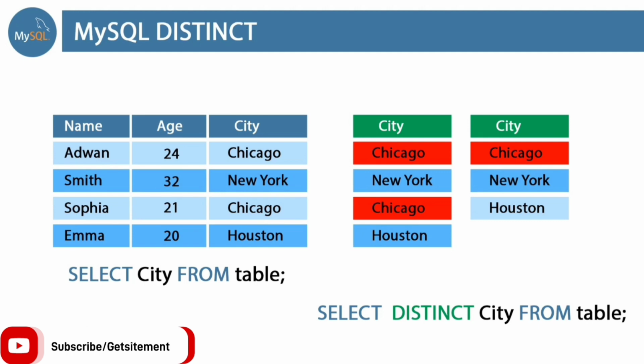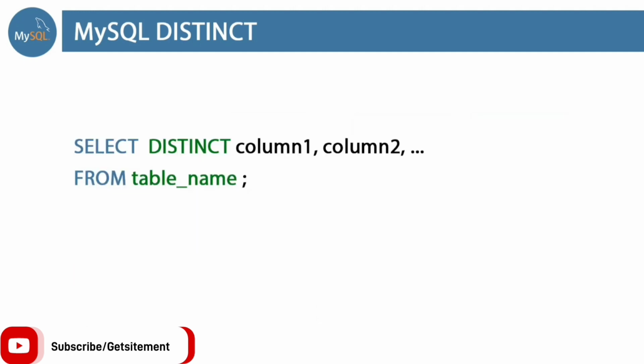Let's see the proper syntax. First you need to type the select command, then you need to type the distinct keyword, and you need to provide the column name. Then we need to use the from keyword, and we need to provide the table's name. So let's start the practical and see how we can use the distinct keyword.